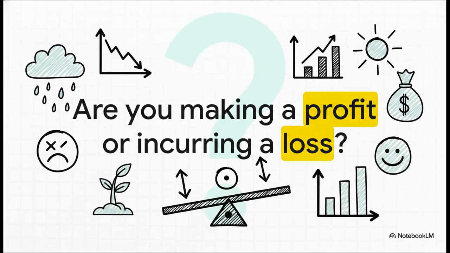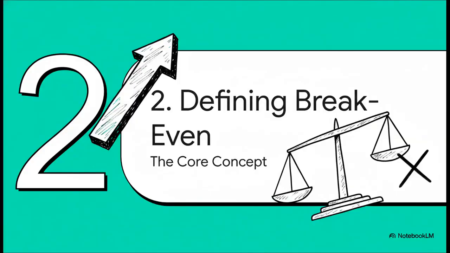At its most basic level, every business operates in one of two financial states. You're either generating a profit or you're incurring a loss. There is, however, a crucial tipping point, a razor's edge between these two states. Understanding precisely where that line is drawn is absolutely fundamental to managing a business, to planning for growth, and to ensuring its very survival. This brings us to our second section.